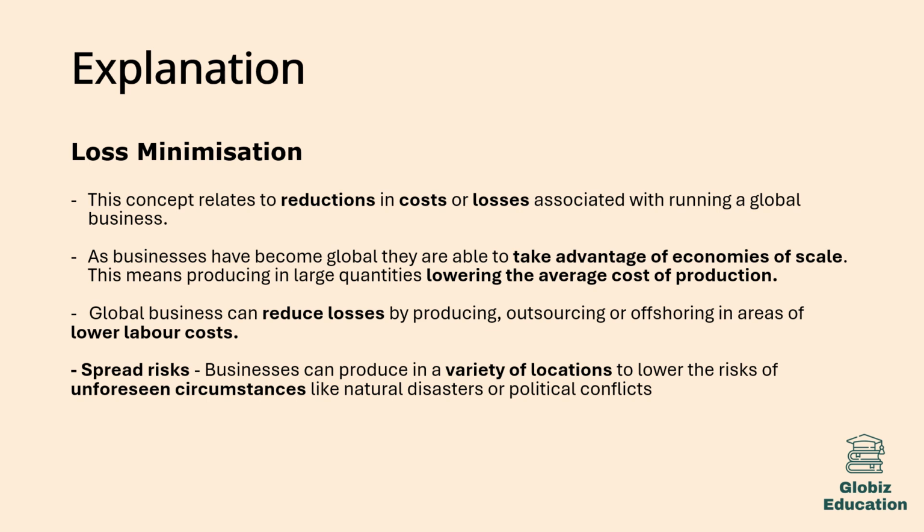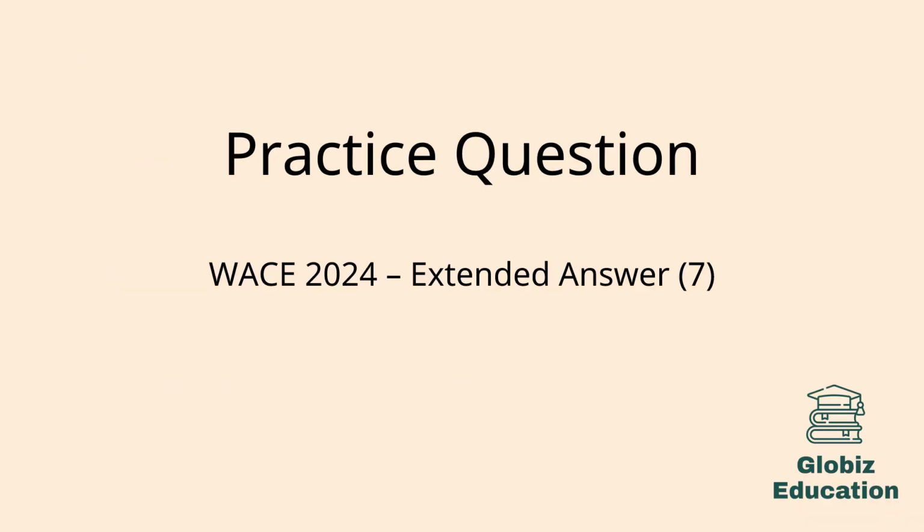Lowering labour costs is a big one. So in any industry, pretty much, businesses can take advantage of lower labour costs, particularly for us in Australia through the Asia Pacific, through offshoring elements or non-core elements of the production process. And spreading risks can be a demand or supply side factor, taking into account unforeseen circumstances like natural disasters, political or economic conflicts.